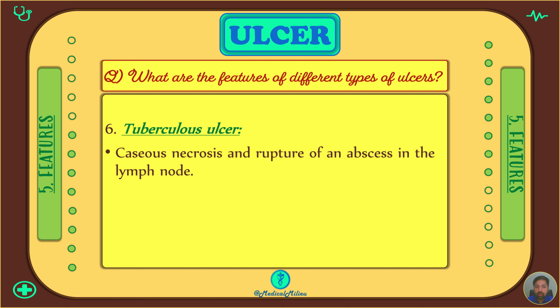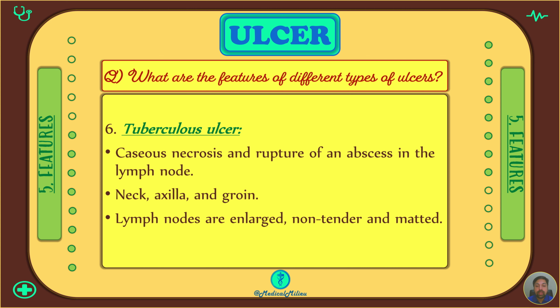Tuberculous ulcer occurs because of caseous necrosis and rupture of an abscess in the lymph node. The neck, axilla, and groin are commonly affected areas. The lymph nodes are enlarged, non-tender, and matted.